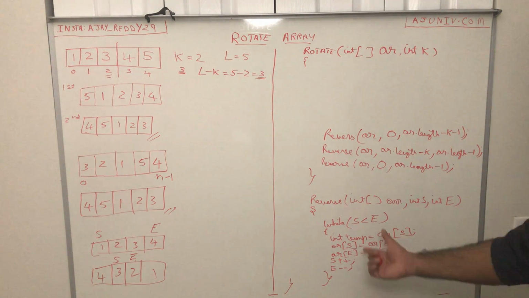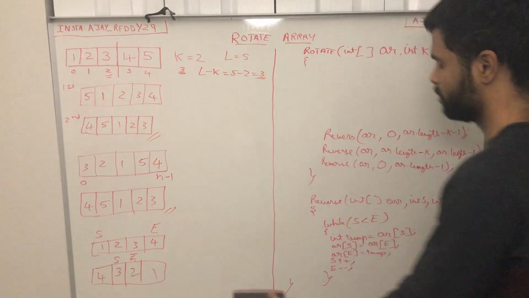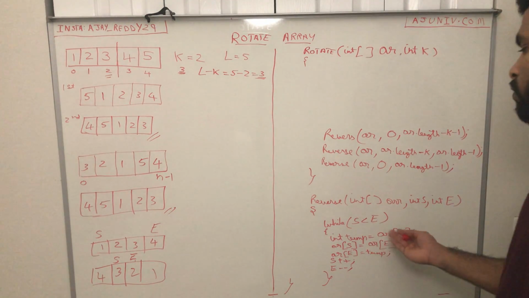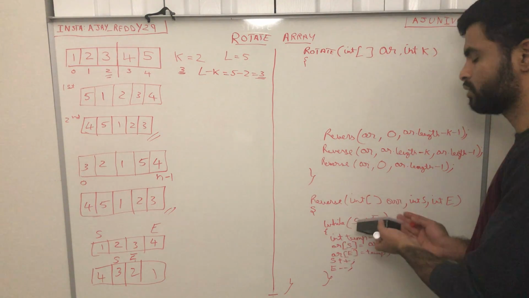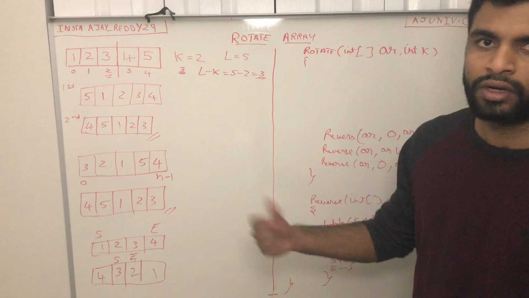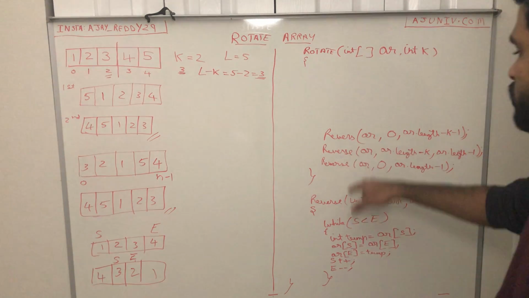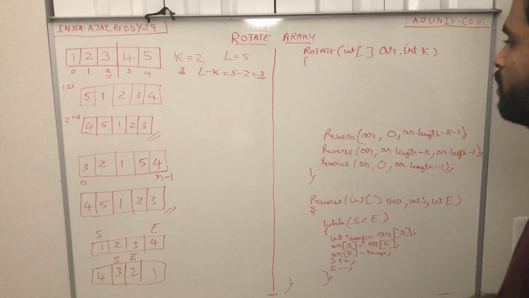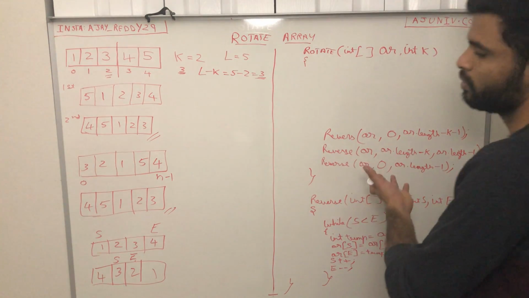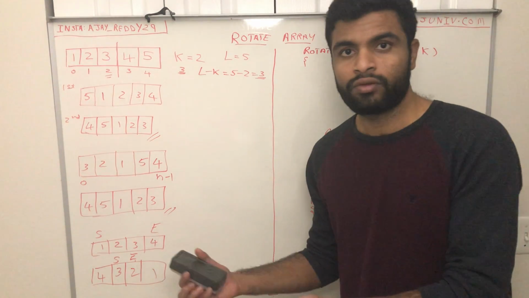So this is the reverse function. I'm simply swapping the start index and the end index till start is less than end. Whenever start is greater than end, that means the reverse operation is done. That way we can reverse the array based on the start index and end index. So I'm calling this reverse operation 3 times in the main function, and after these 3 reverse operations I will get the output. So this is the way that we can solve this problem.